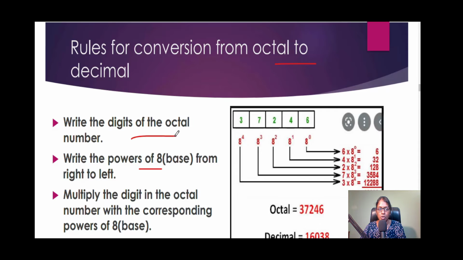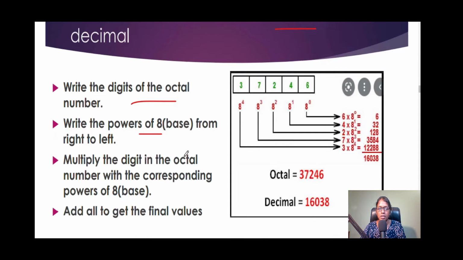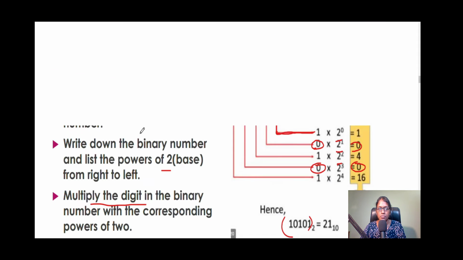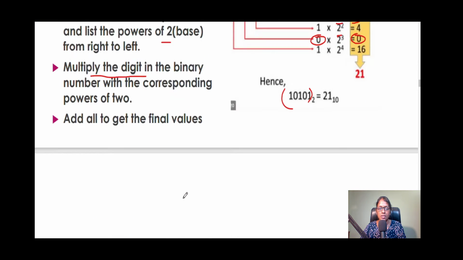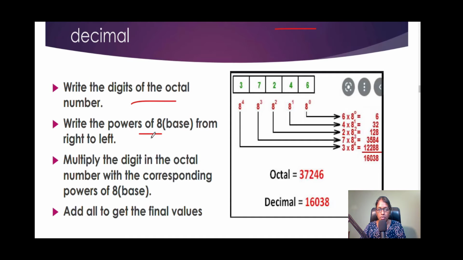Write down the octal number, and write the powers of 8 from right to left. The same thing we did with 2, in this case we use powers of 8. Multiply each digit in the octal number with the corresponding power of 8. So this is the octal value 37246. This is 8 to the power 0, 8 to the power 1, 8 to the power 2, 8 to the power 3, 8 to the power 4.